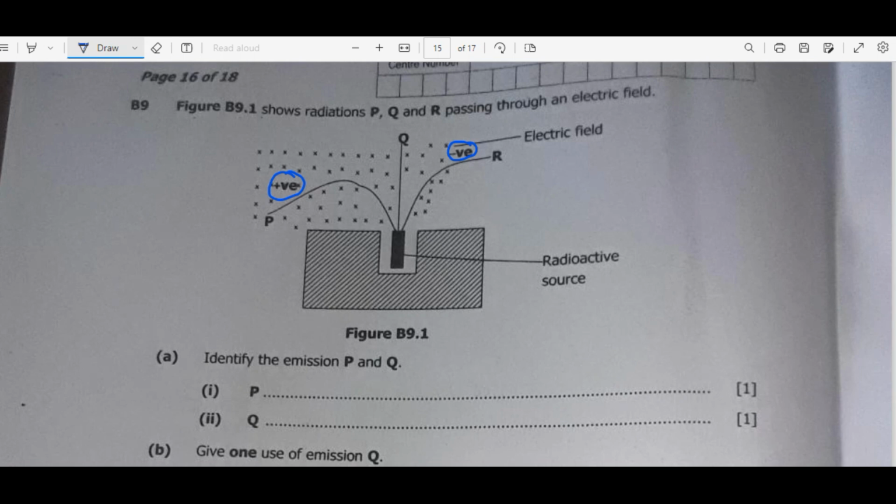So for it to be deflected toward the positive terminal, its nature must be negative, because we know that negative is attracted to a positive. So this P must be a radiation with a negative charge. So between alpha, gamma, and beta, which one is negative? So the negative is beta. Beta has a negative charge. So P is beta radiation.